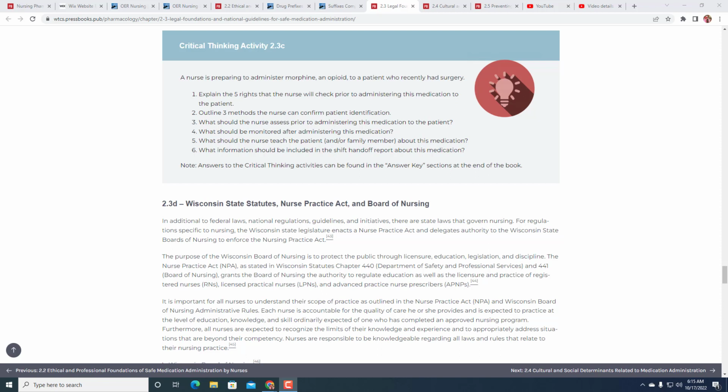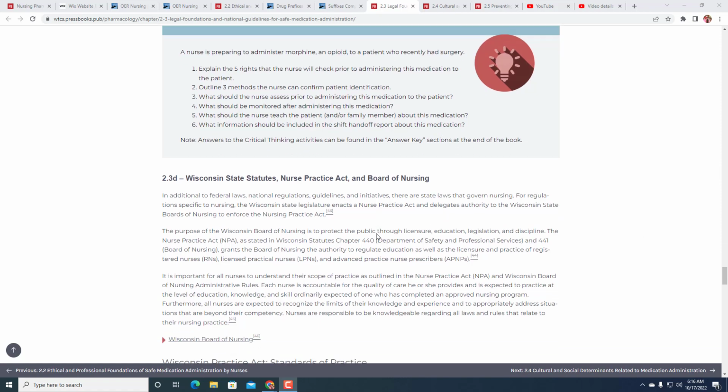And then the sixth one was, what information should be included in the shift handoff report about this medication? So again, we're talking about the pain. Where is that pain coming from? What's the pain level? What medications were given, and at what times during the shift? And then, how did the patient respond? Is the patient comfortable? Is the patient doing well?